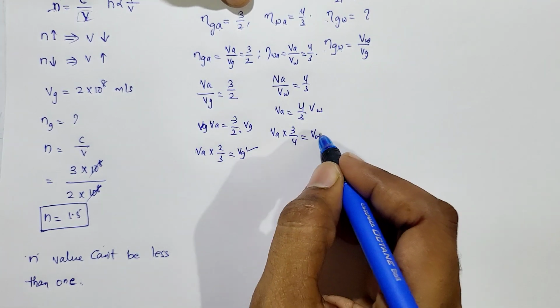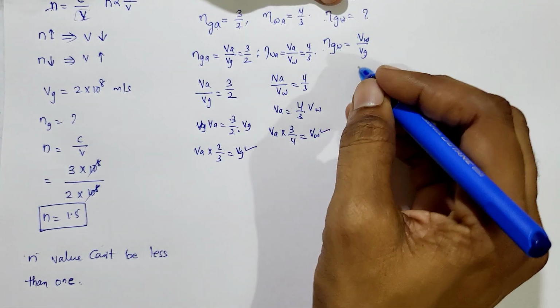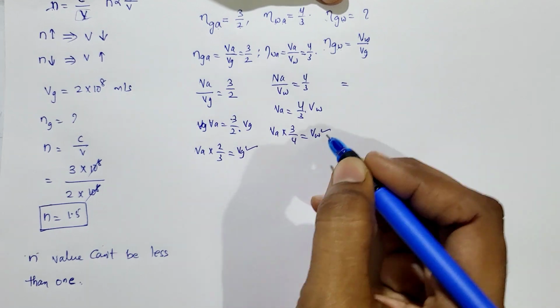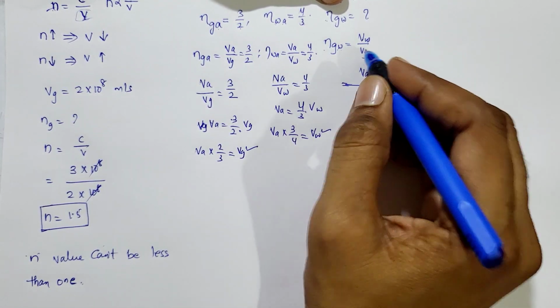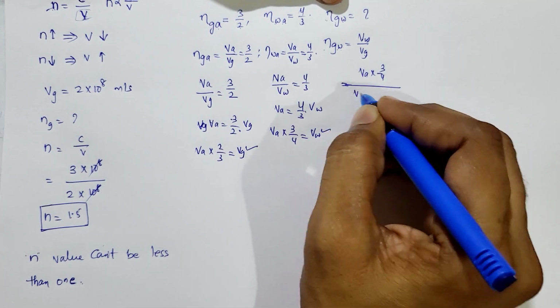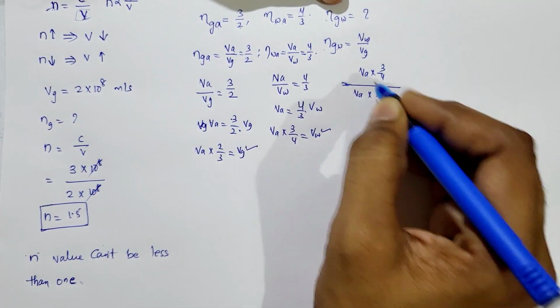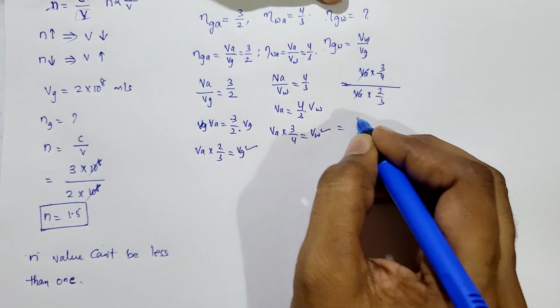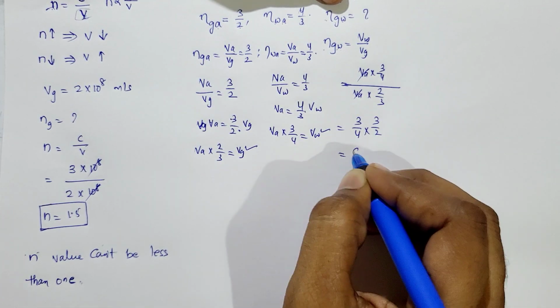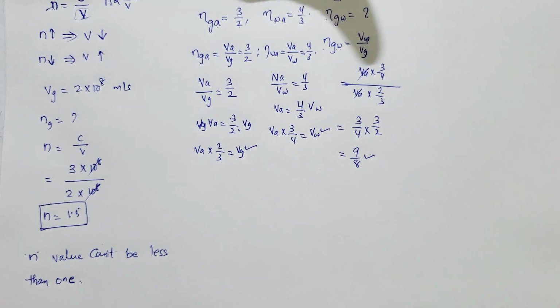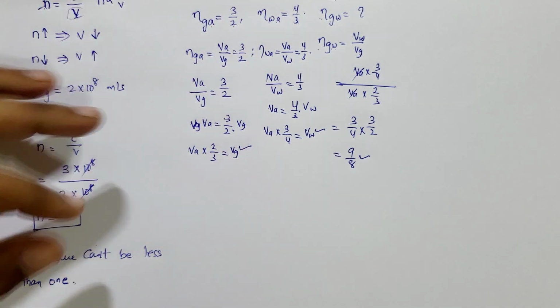VG you got, VW you got. Substitute here. What is VW? VA into 3 by 4 divided by, what is VG? VA into 2 by 3. VA cancels. 3 by 4 into 3 by 2. 9 by 8 is the answer.